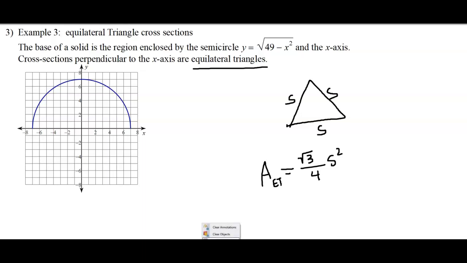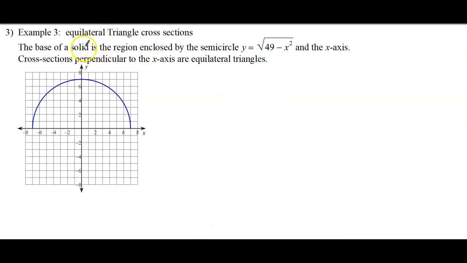So, let me go ahead and clean that off real quick and get started. So the base of a solid is the region enclosed by the semicircle. So this is the base of my shape. The region enclosed by this shape and the x-axis. So once again, we're just going to the x-axis. So the distance between the curve and the x-axis is going to be the base of my shape. And that length right there is just the y value of this curve, which is y equals radical 49 minus x squared, and that's going to be my base.